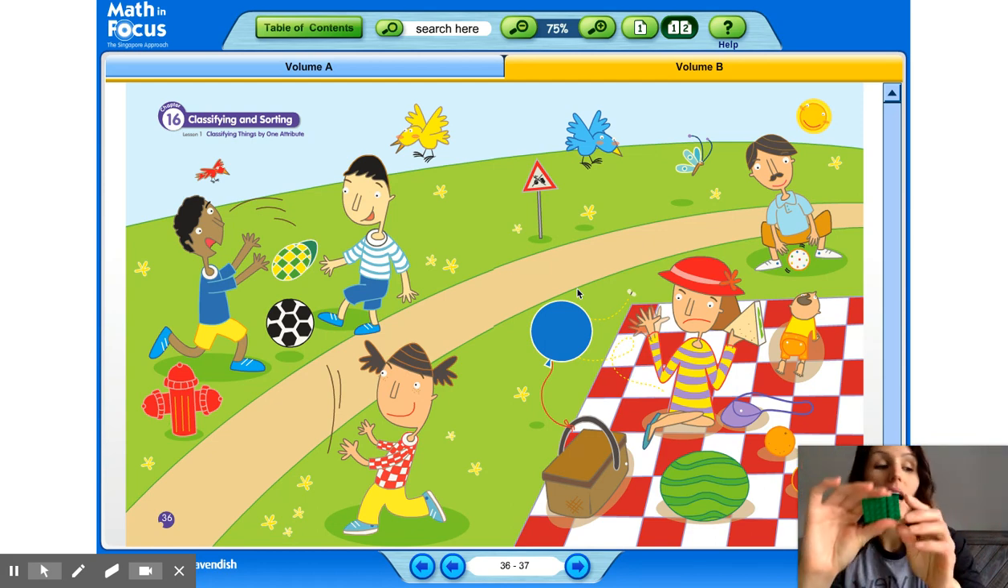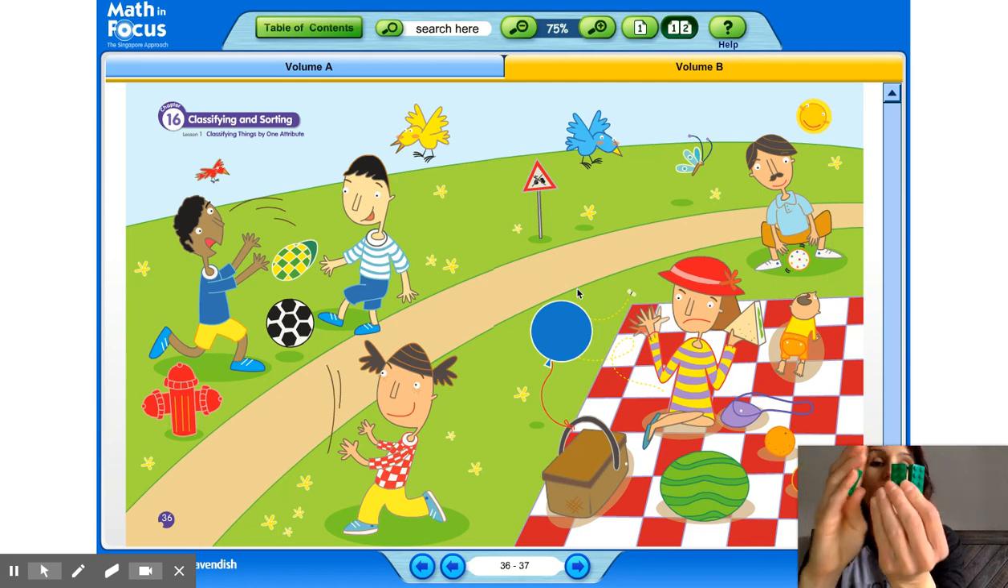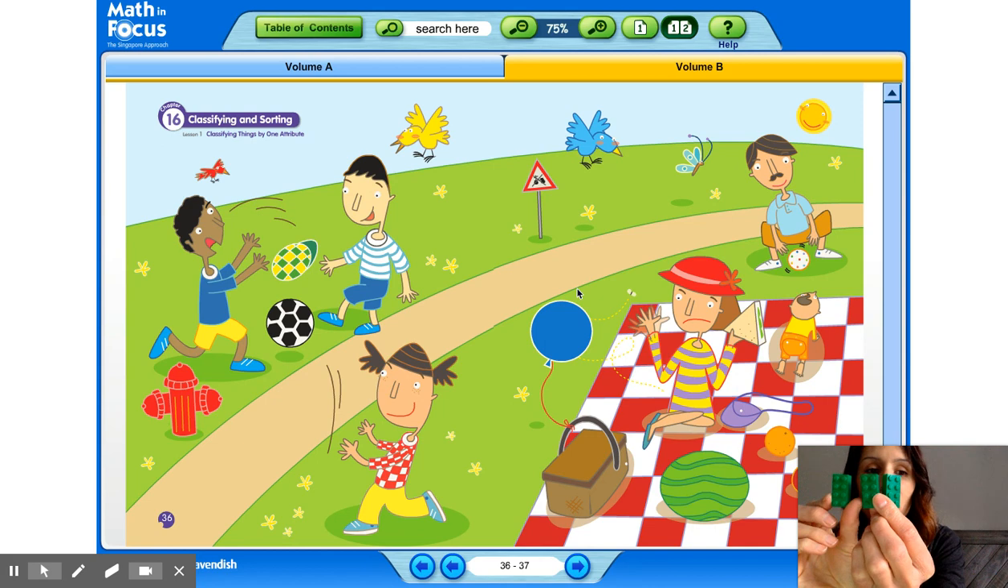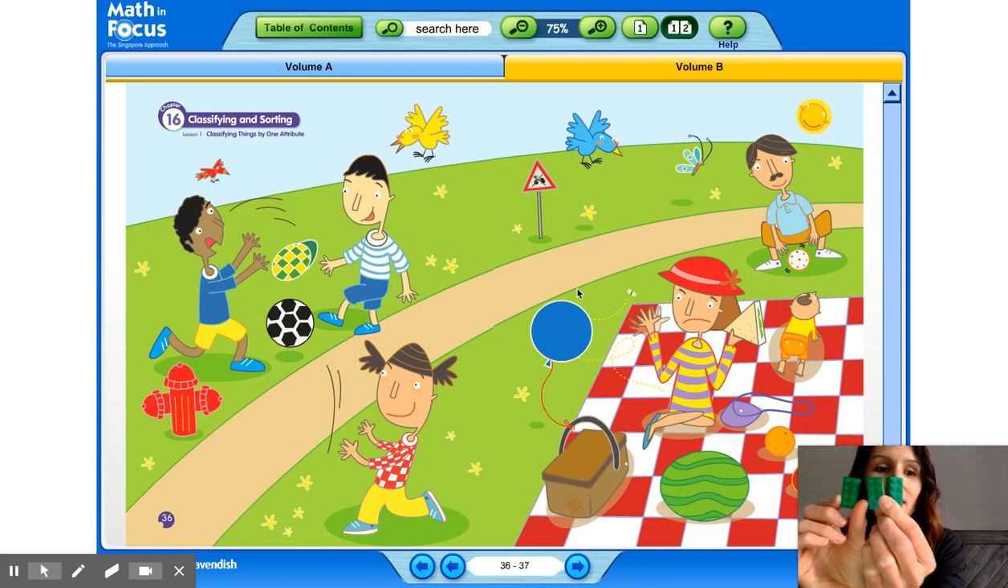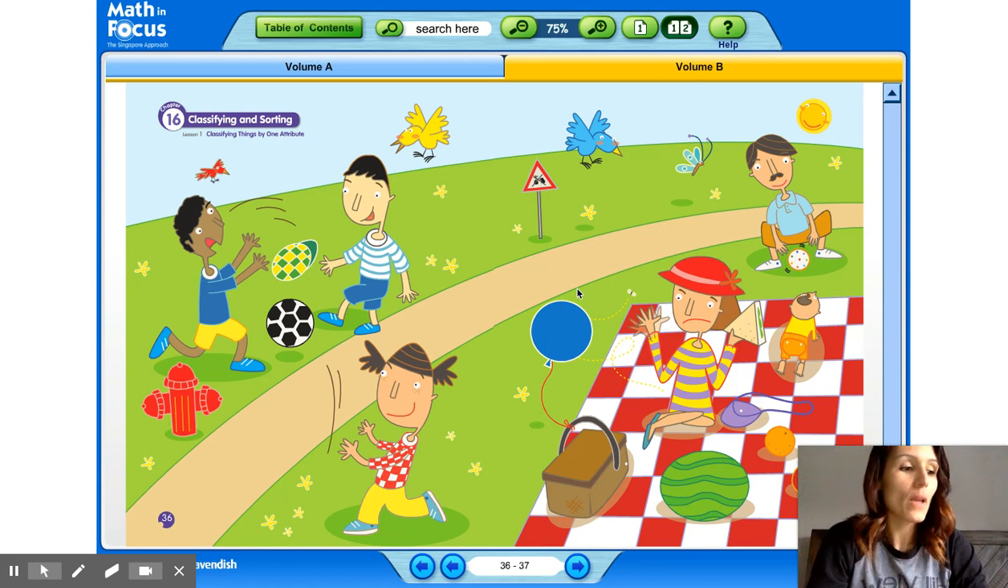And so how are these Lego blocks? How are they all the same? Good. They're all the same color, they're all the same shape, and they're all the same size. So they have lots of things that are the same about them. But what if, I'm going to try and hold up another one. What if I held up these shapes?